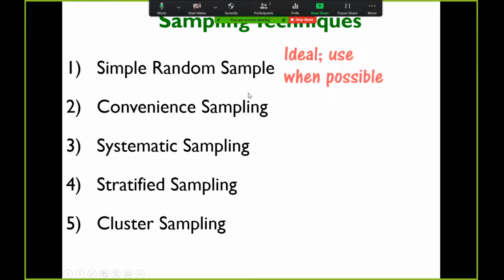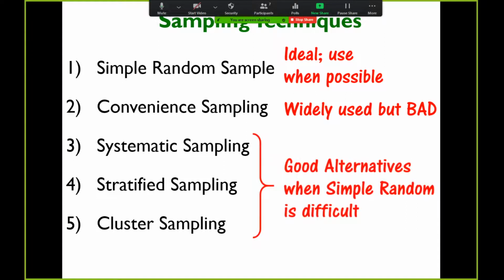So simple random is ideal. We want to use it when possible, but sometimes it is not possible. Sometimes the population is too big, in different regions of the country, and it's hard to get a simple random sample. Convenience sampling is widely used, but it's not good. It's bad.